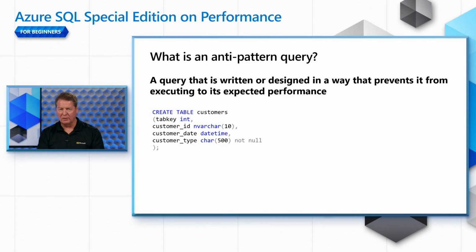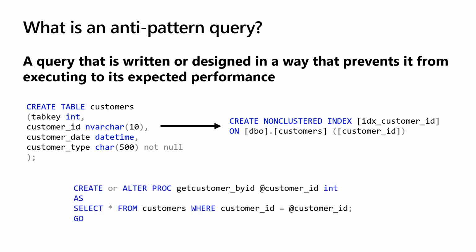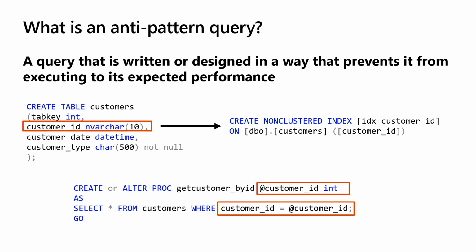Let's say I have a table called customers. You saw that in our last episode. And I build an index on customer ID. Notice in this particular case that the customer ID is a type of nvarchar. Let's say I create a stored procedure to go select data from this table by customer ID, and I use a parameter that I'm going to equate to the customer ID column. This parameter is defined as an integer. But remember, our customer ID in the table is an nvarchar.